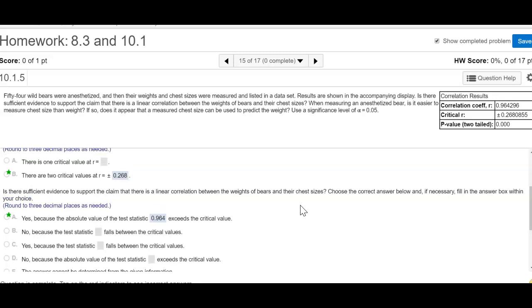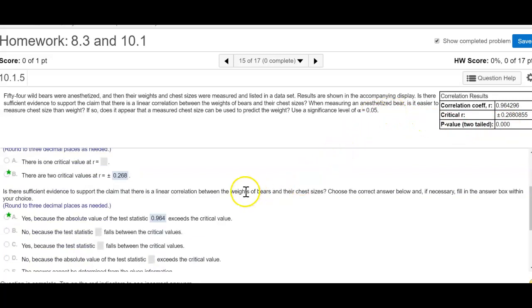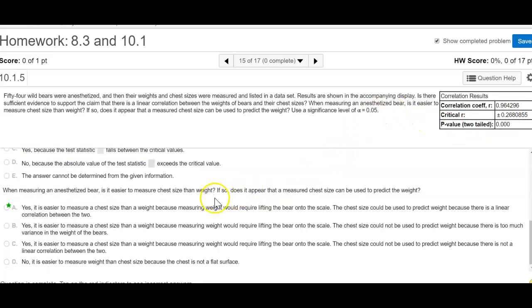I'm very, very certain that 0.964 is going to exceed our critical value. The way that we know is we got our R as 0.964 and our critical R's were 0.268. That's way, way above that. You also know because the p-value is basically 0, which is way below the alpha of 0.05, so we know this is all going to work.